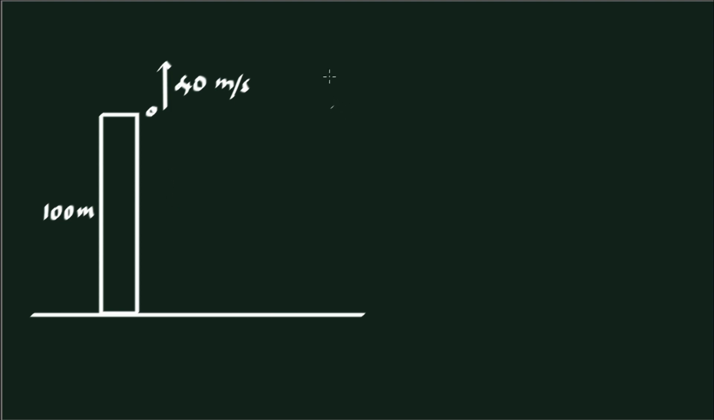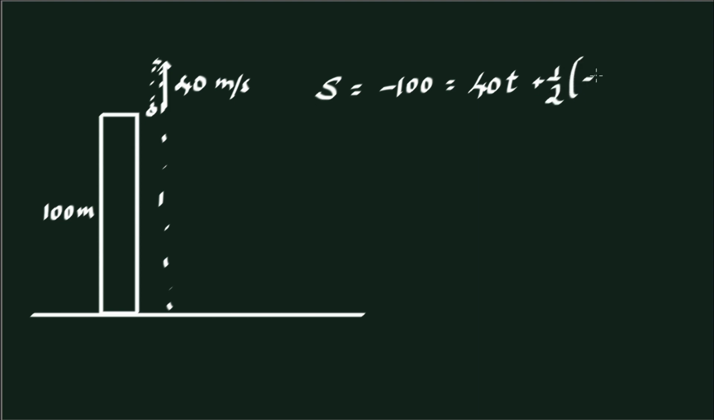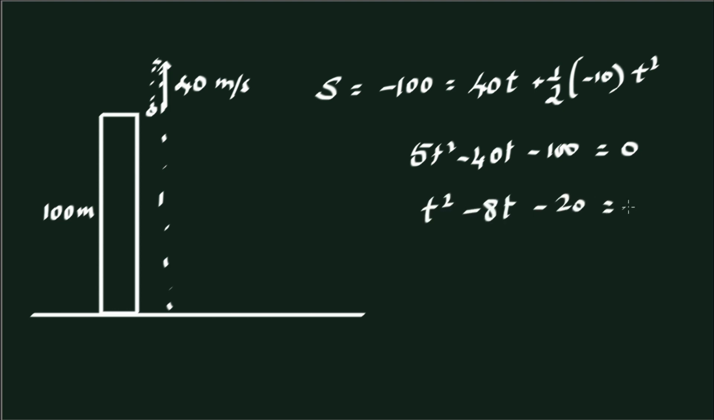Let me show you. Taking up as positive, the total displacement of this stone, remember the stone goes up and then comes back down, and S stands for the displacement, is minus 100 meters, is equal to ut plus half at squared: 40t plus half, acceleration is a minus 10, remember I have taken up as positive, t squared. So all we have to do is solve this for t, and let's quickly do this. So this is equal to 5t squared minus 40t minus 100 is equal to 0, and that is t squared minus 8t minus 20 is equal to 0.